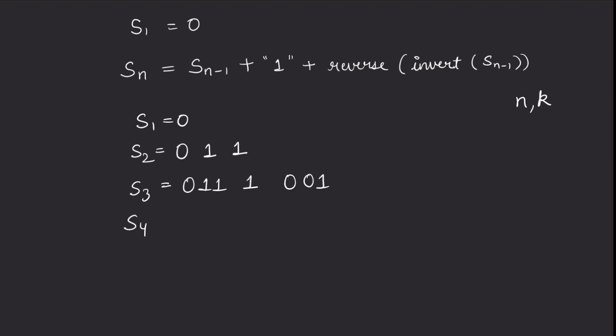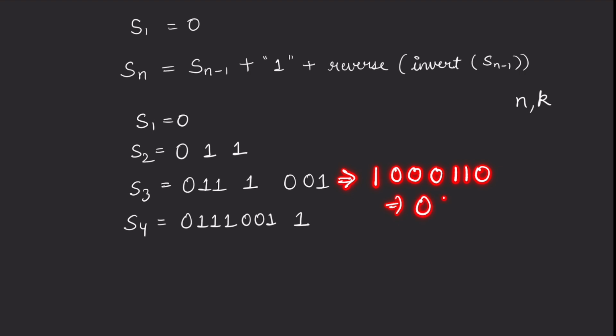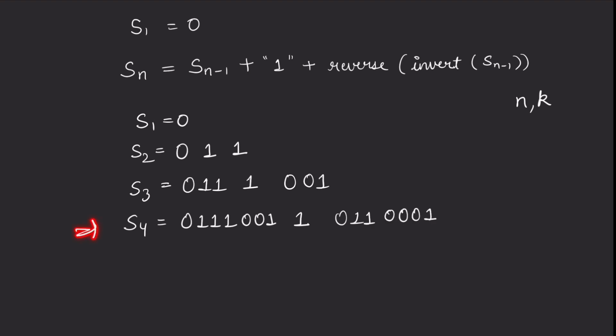Then what will be S4? S4 will be equal to first S3, which is 0, 1, 1, 1, 0, 0, 1. Then the bit 1, and then what will be the invert of this? 1, 0, 0, 0, 1, 1, 0. Then what will be its reverse? Its reverse will be 0, 1, 1, 0, 0, 0, 1. This will be S4, and so on, you can calculate.